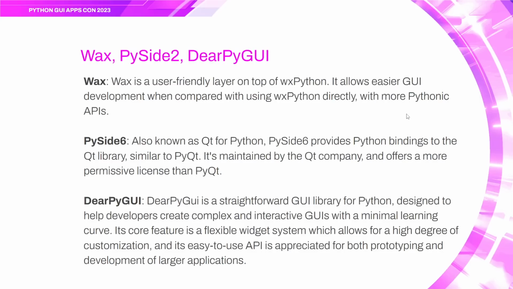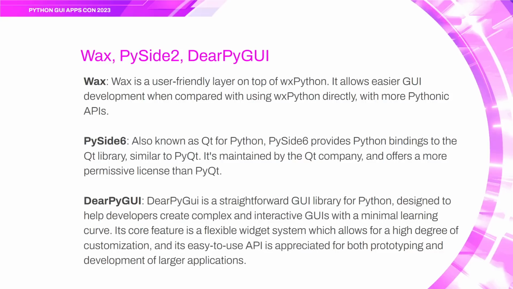Wax, PySide 2, and PySide 6, and Dear PyGUI. Wax is a user-friendly layer on top of wxPython. It allows easier GUI development than when compared with using wxPython directly, with more Pythonic APIs. Now, PySide 6 and PySide 2, also known as Qt for Python. PySide 6 provides Python bindings to the Qt library, similar to PyQt. It's maintained by the Qt company and offers a more permissive license than PyQt.